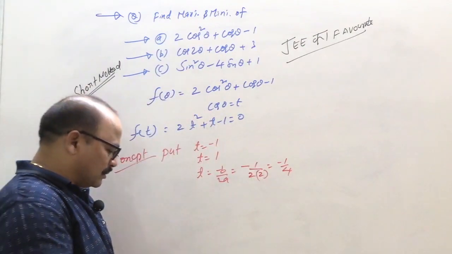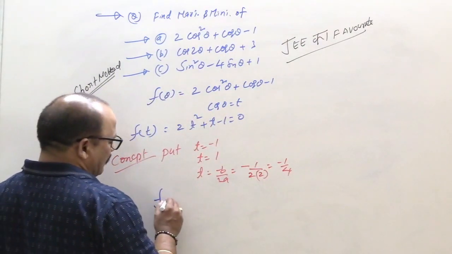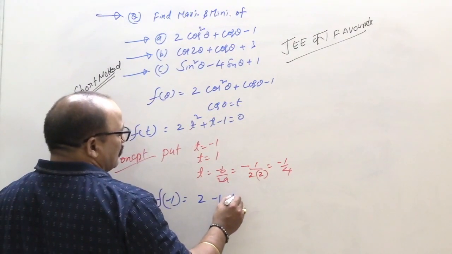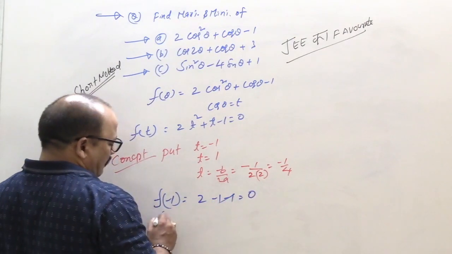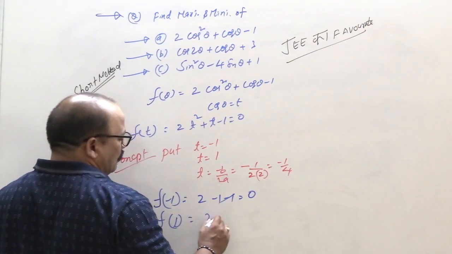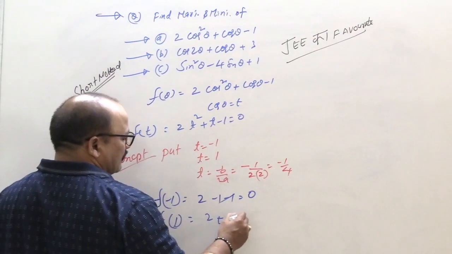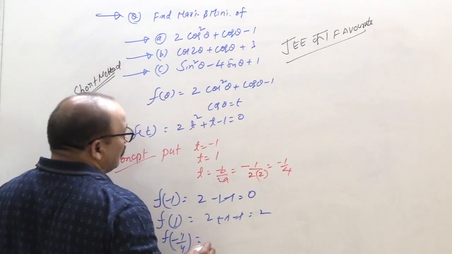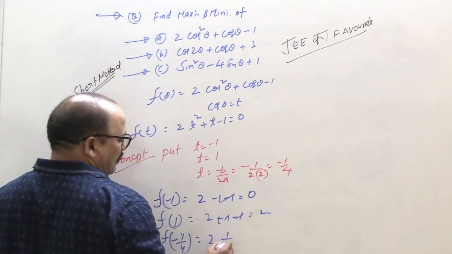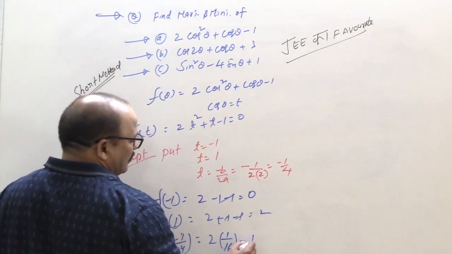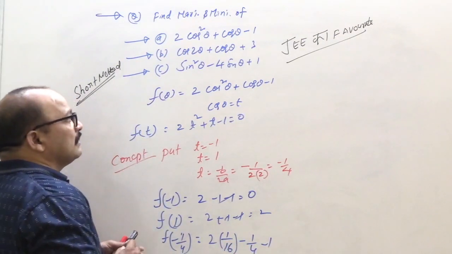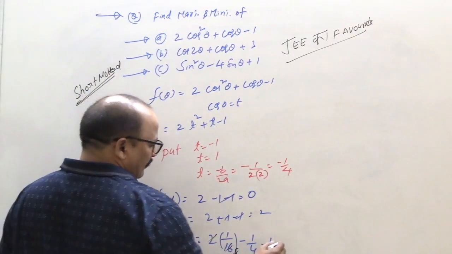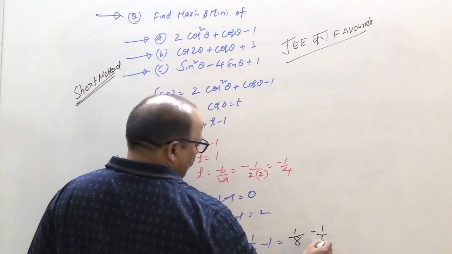Now substitute, students. This is f of minus 1. What is the answer? 2 into 1, 2, minus 1, minus 1. So answer 0 will come. Next, substituting 1: 2 plus 1 minus 1, 2 will come. Next f of minus 1 by 4: 2 into 1 by 16, minus 1 by 4, minus 1. This is the expression. So 1 by 8 minus 1 by 4 minus 1.